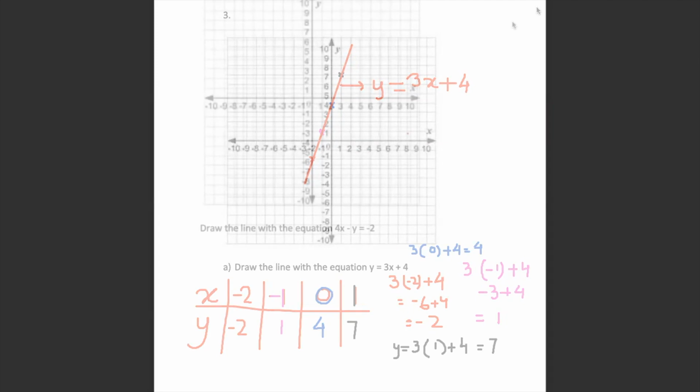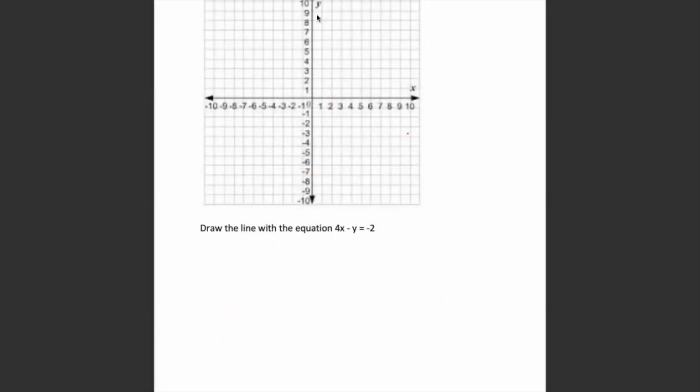Okay, so now let's look at the fourth question here. It says draw the line with the equation 4x minus y equals minus 2. So here we have the equation, but we don't have it in the standard form, which is y equals mx plus c. So in this case, we have to change the equation here. We have to move things around to make it in the form y equals something. Okay. So let's see what we can do.